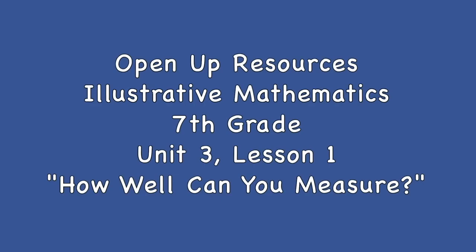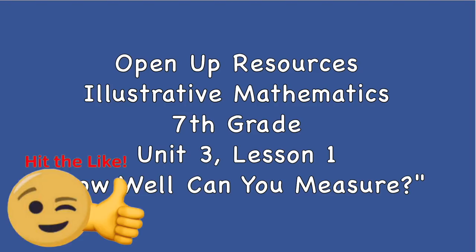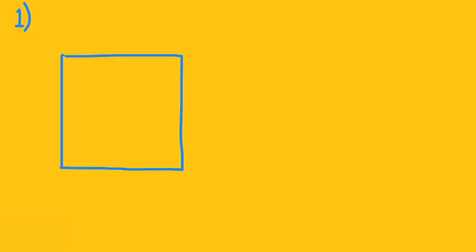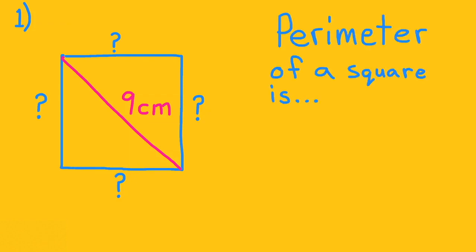Open up resources, Illustrative Mathematics, 7th grade, Unit 3, Lesson 1. How well can you measure? For problem number 1, the question is, how long are the side lengths of a square that has a diagonal of 9 centimeters? One thing you should know is the perimeter of a square is approximately 2.8 times its diagonal.